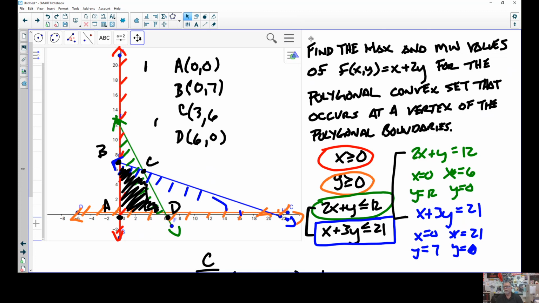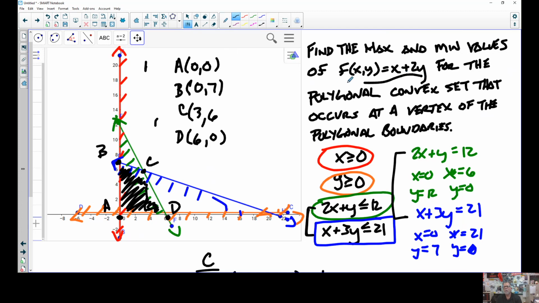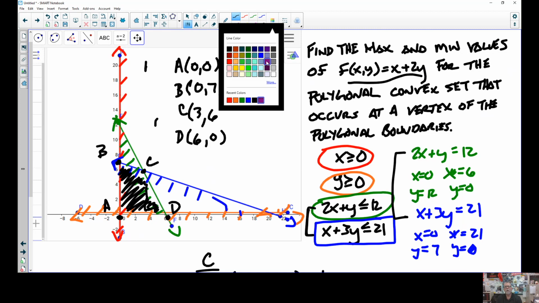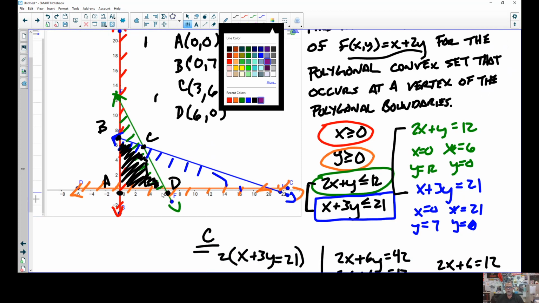So we've solved this. It says we found the vertices, but we've got one thing left to do. If you remember up here, and let me get a new marker, it said we have to do the function value there. We want max and min values. So now I've got to use these A, B, C, Ds, right? So 0, 0, 0, 7, 3, 6, and 6, 0, and I've got to put them in my function.